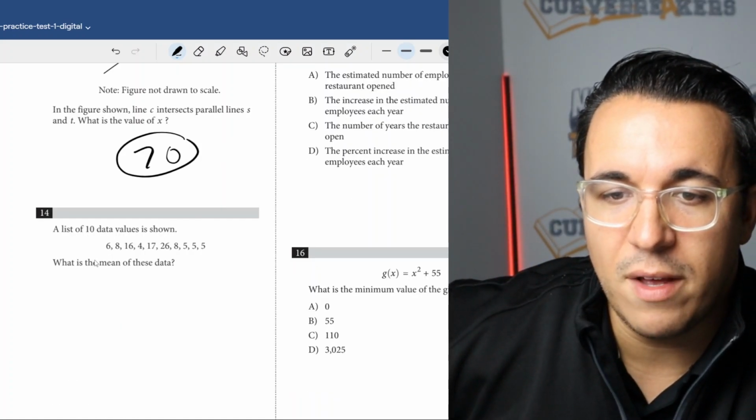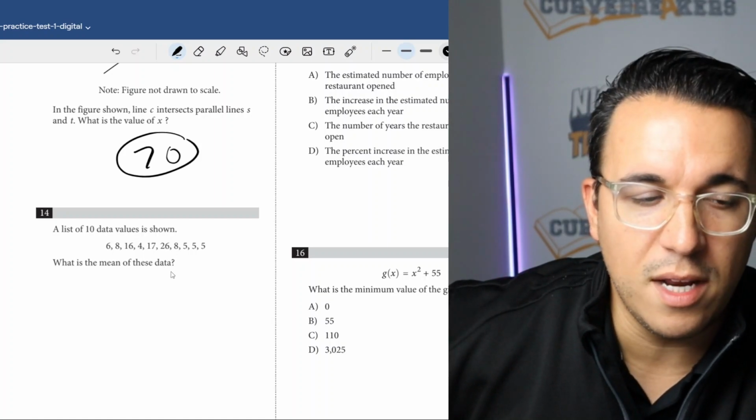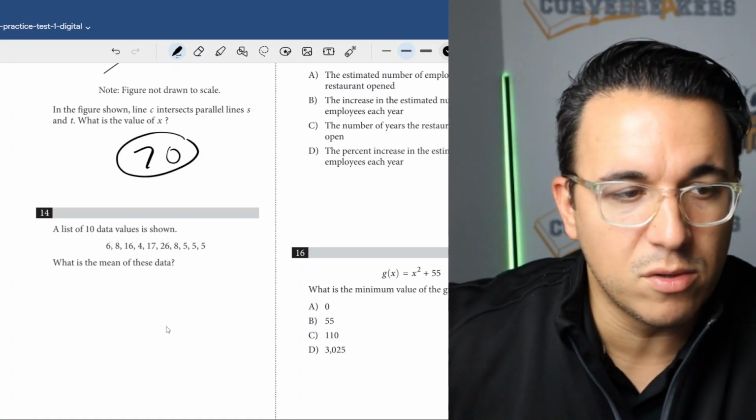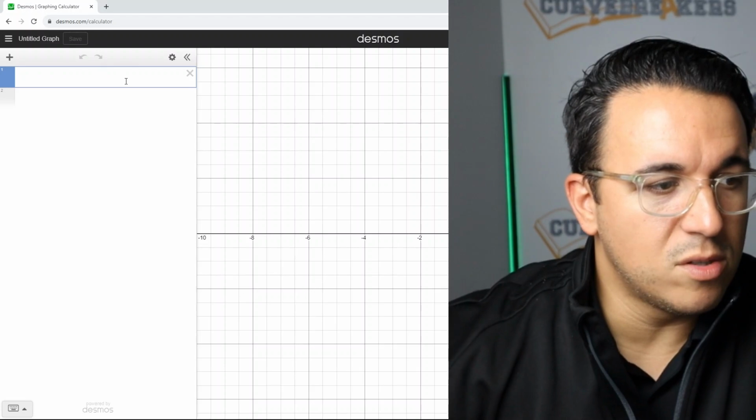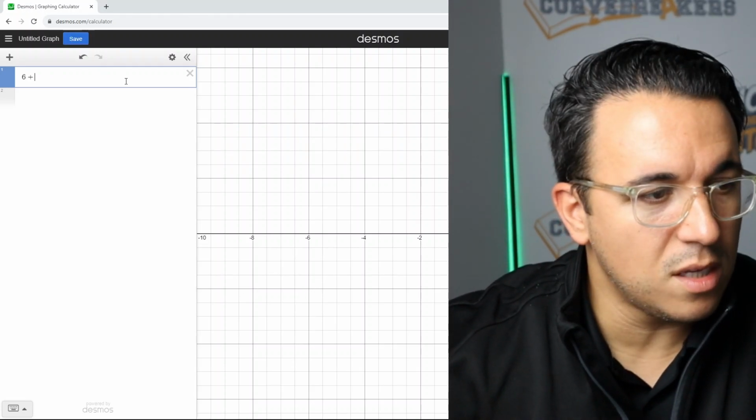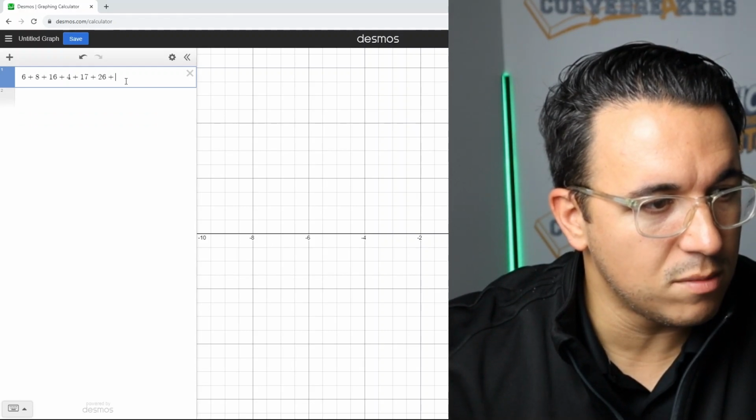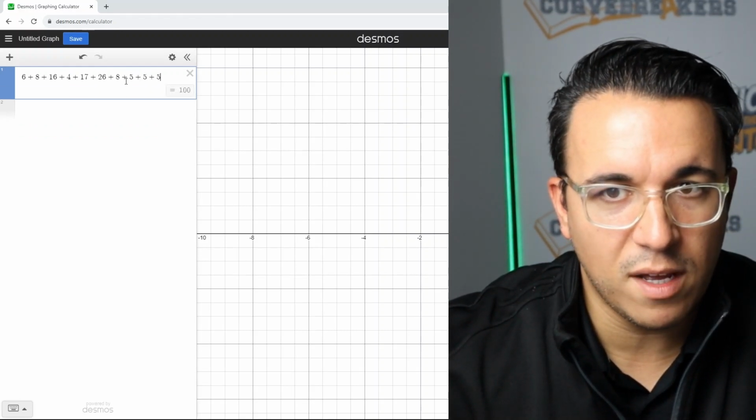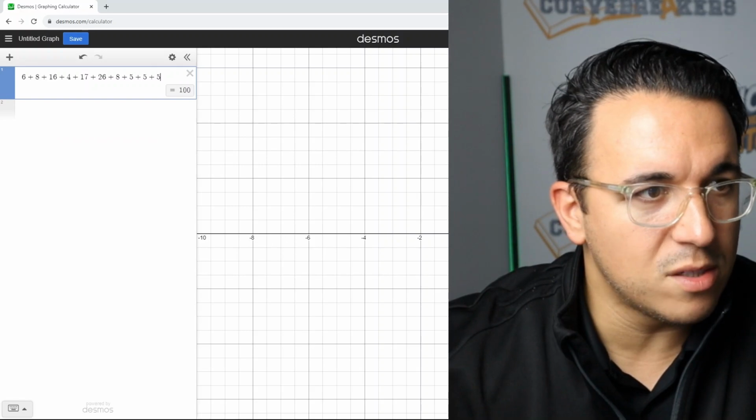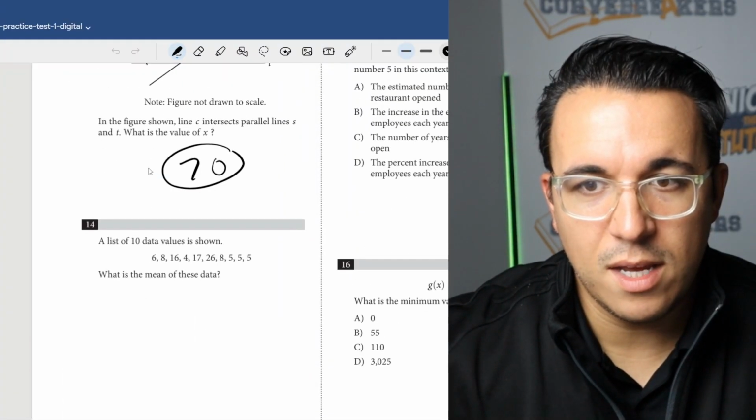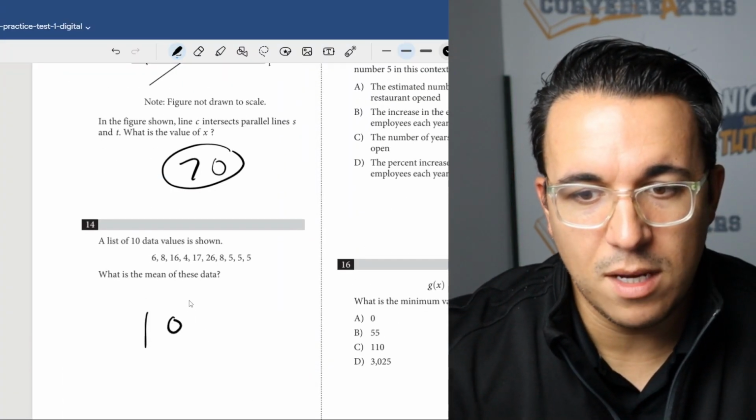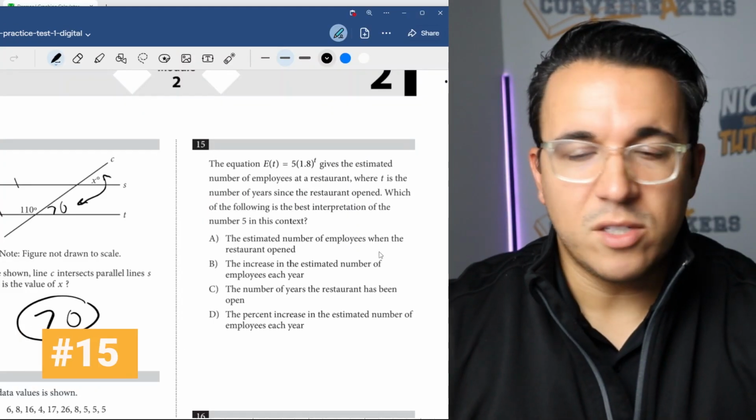A list of 10 data values is shown. What is the mean of these data values? So this is going to be a Desmos question. All right, so I got my Desmos up here. Let's do this. 6 plus 8 plus 16 plus 4 plus 17 plus 26 plus 8 plus 5 plus 5 plus 5 is 100, and that was 10 numbers. Okay, so I'm back on the test. 100 divided by 10 is going to be 10. Correct answer. All right, let's take a look at number 15.